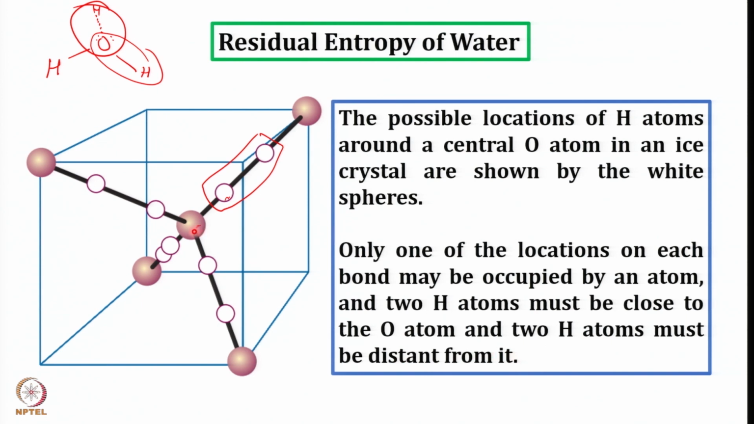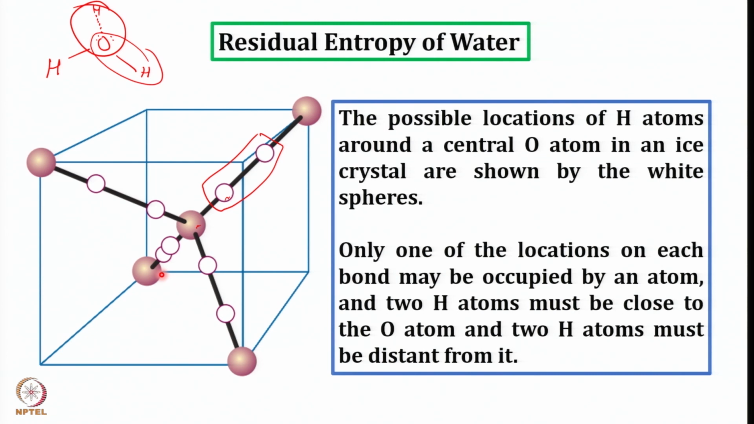As I said, this one oxygen is surrounded by four oxygens, and in between the oxygens there are hydrogens. There are two types of bonding you will encounter here. One is hydrogen bonding, the other is covalent bonding. The covalent bond will be shorter, and the hydrogen bond will be relatively longer.